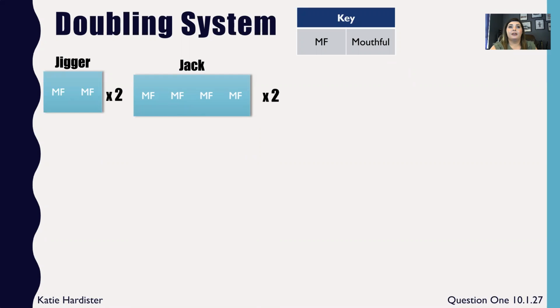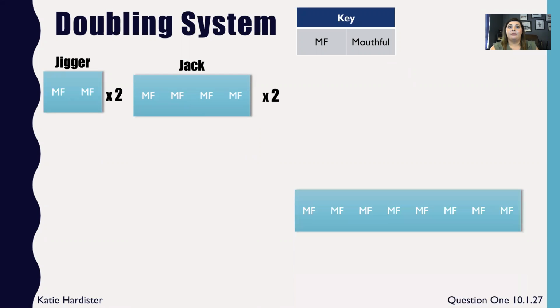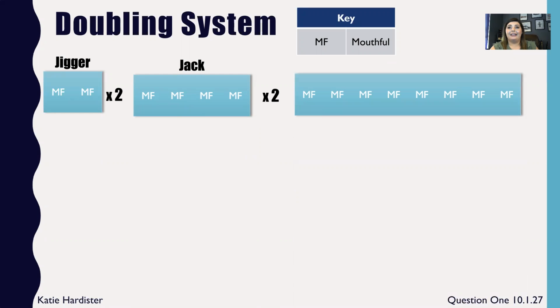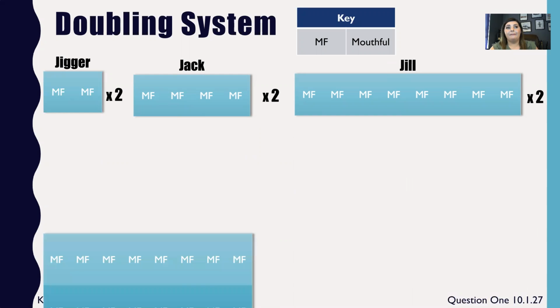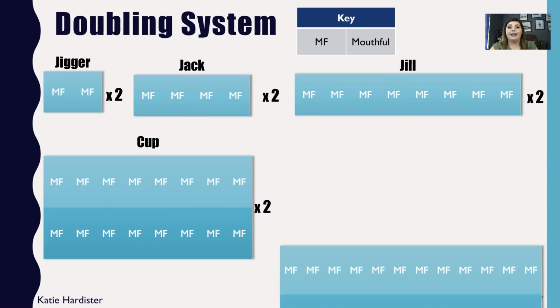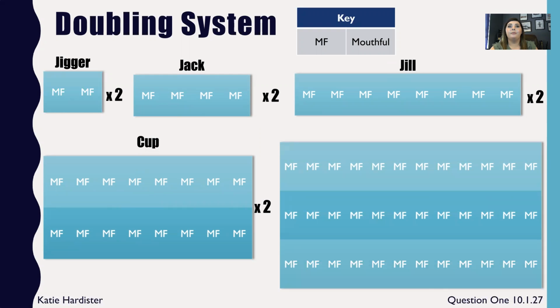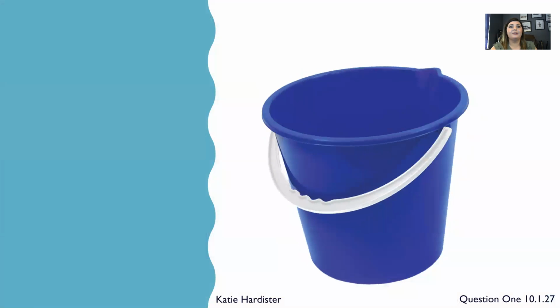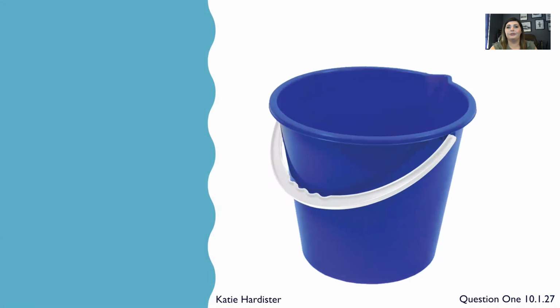We're going to multiply that by 2 or double it. Whenever we do that, we of course get 8. 8 mouthfuls is called a jill. We're of course going to double that, and it will give us 16 mouthfuls. 16 mouthfuls is called a cup. And then if we double that, we'll end up with a whole bunch of mouthfuls, and that's going to equal 1 pint. So let's suppose that we take those mouthfuls and we put them into our little bucket here.